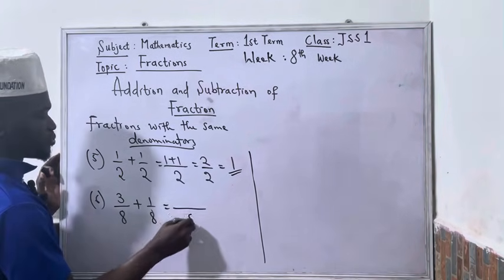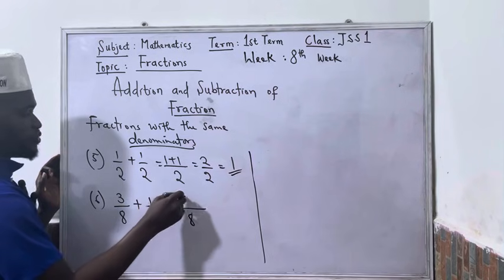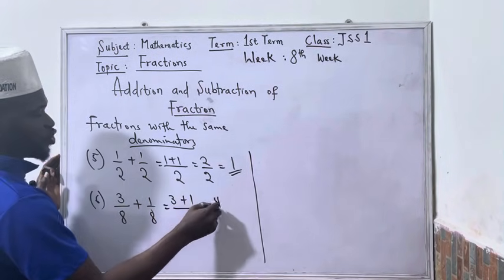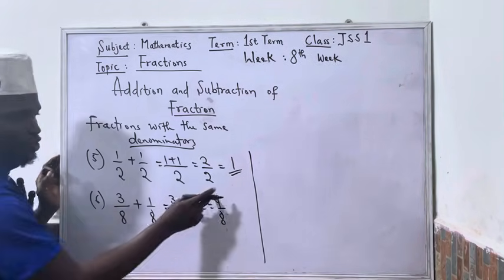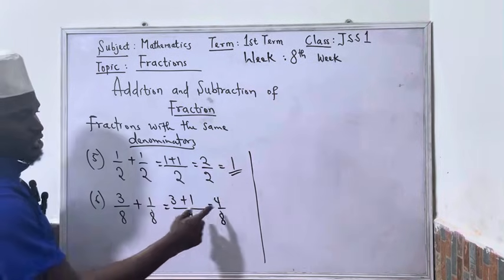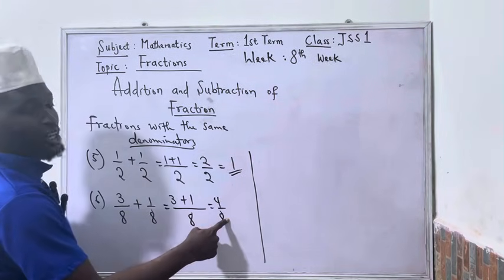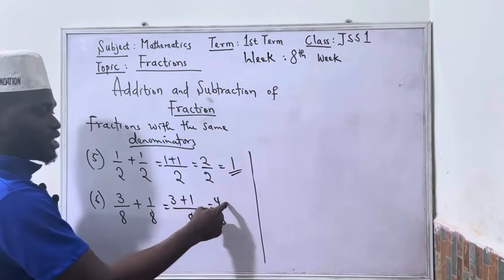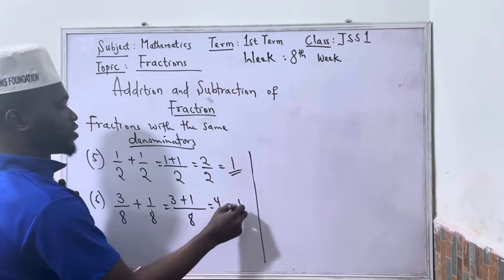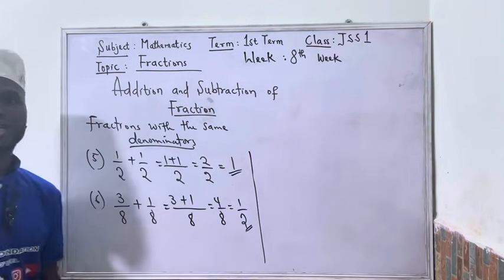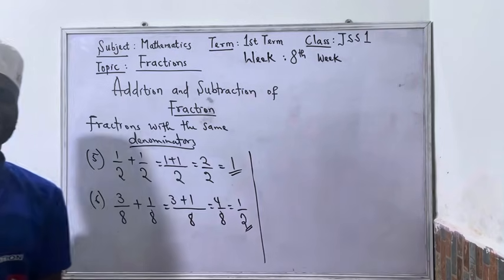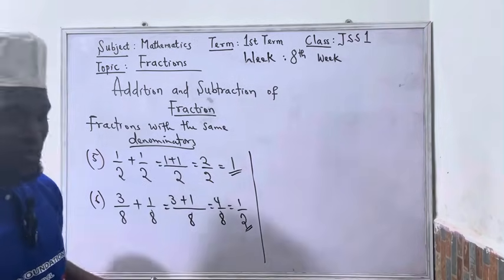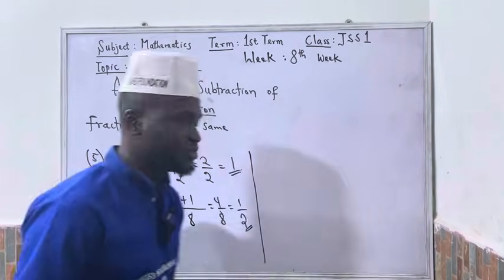Here too, I will just pick one of the 8 and say 3 plus 1. So give me 4 over 8. 4 over 8 can be reduced. Of course, you know that 4 can divide this once, 4 can divide this twice. So that means I'll have 1 over 2. So the final answer here will be 1 out of 2. Very, very interesting. You can see how easy questions can be.